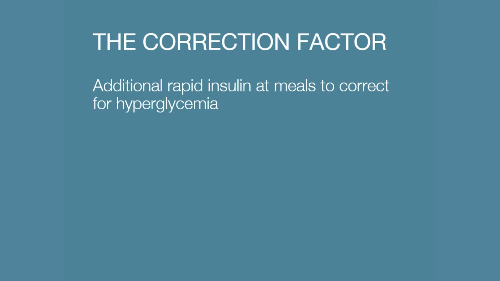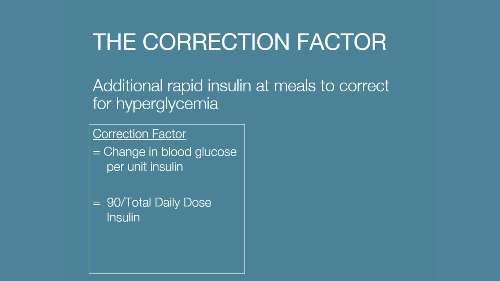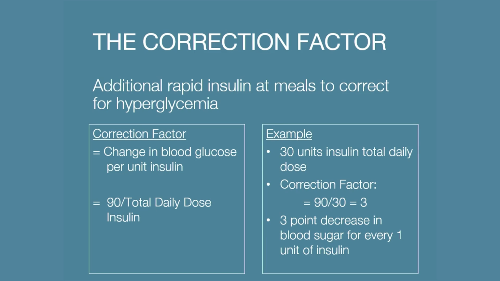This is called the correction factor, which is defined as the additional rapid insulin one requires at meals to correct for hyperglycemia. Correction factor can be estimated by the formula 90 over the total daily dose of insulin. So for example, someone who takes 30 units of insulin per day total would have an estimated correction factor of 3. And this means that for every extra unit of insulin administered, he or she can expect their blood sugar to fall by about 3 millimoles per liter.